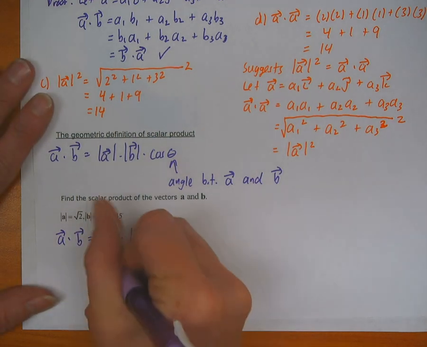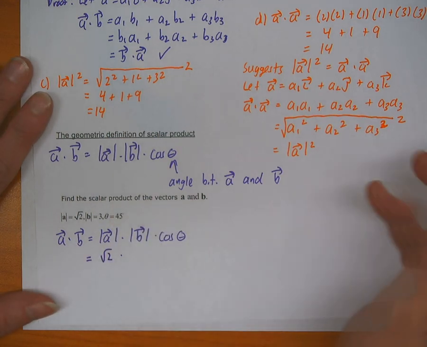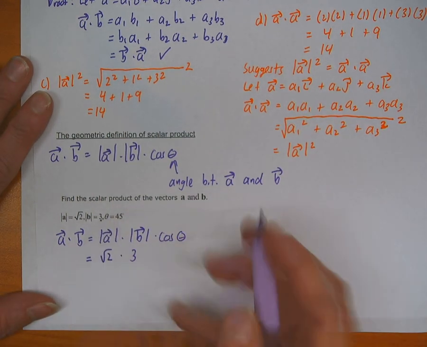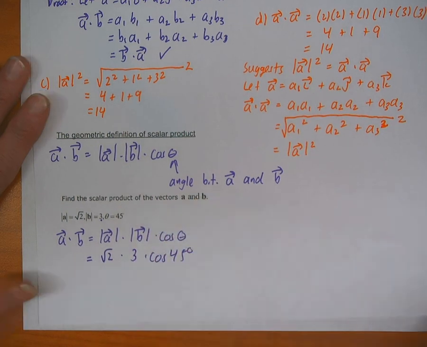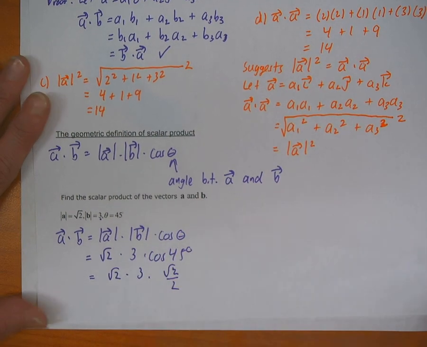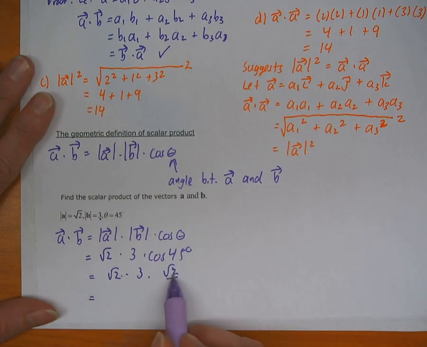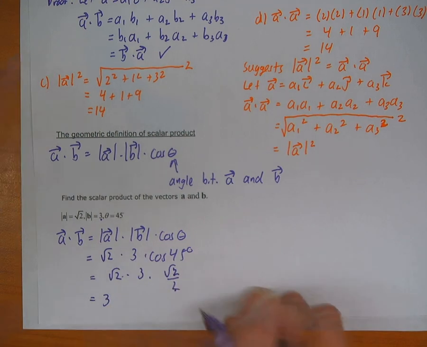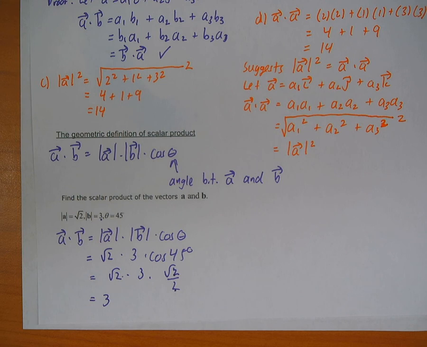Okay, so rad 2 is the magnitude of vector A, 3 is the magnitude of vector B, and then we'll have cosine 45. So we'll have rad 2 times 3 times rad 2 over 2. So those rad 2's cancel with this 2, so I just get 3. So that is the value of the scalar product. What we haven't talked about yet is what does that answer mean? Does it mean something? It actually does. The value of this answer tells you what kind of angle is between the vectors.